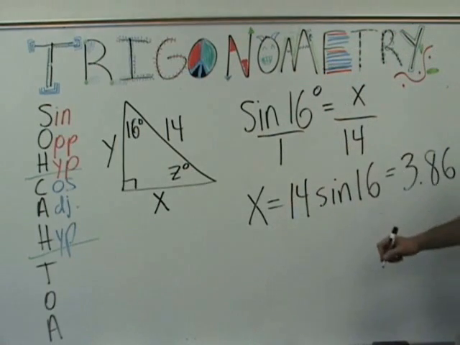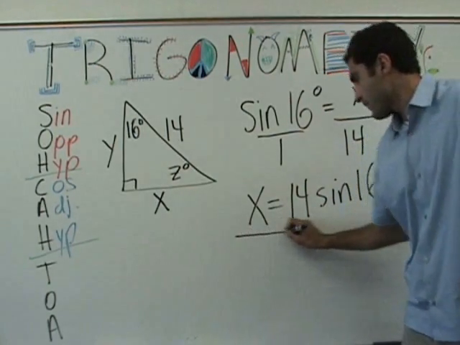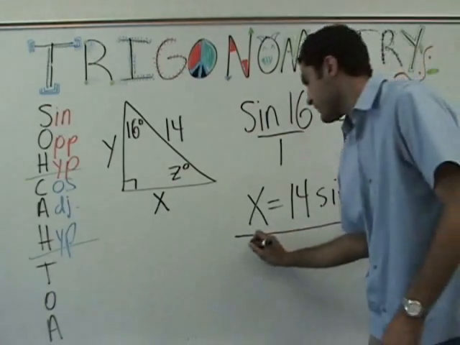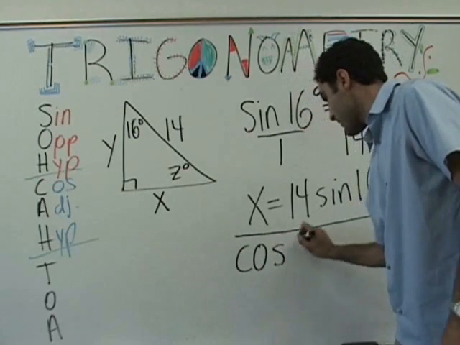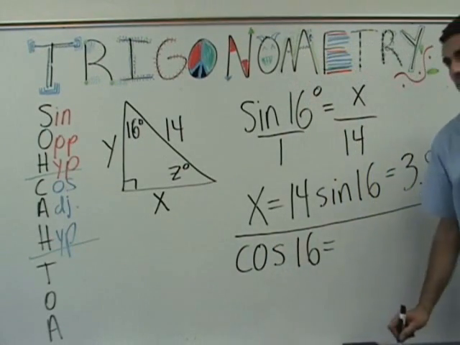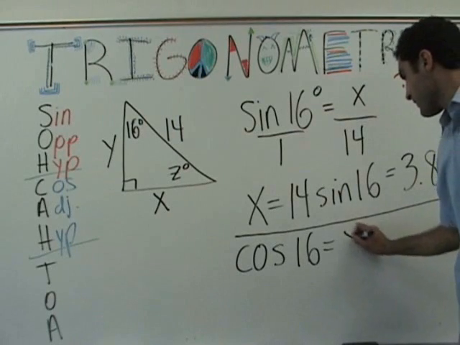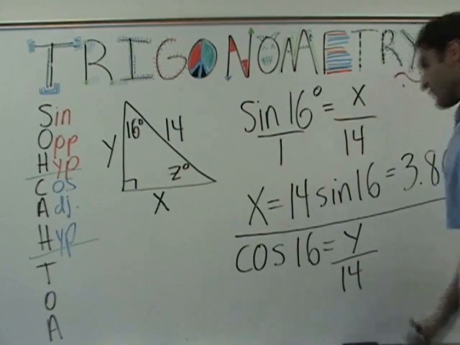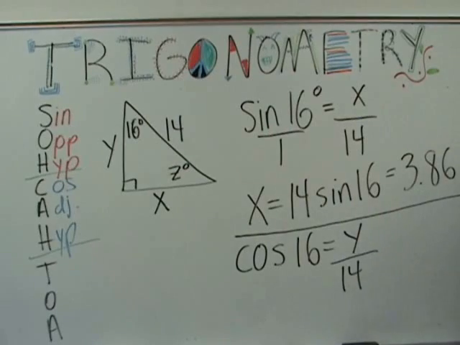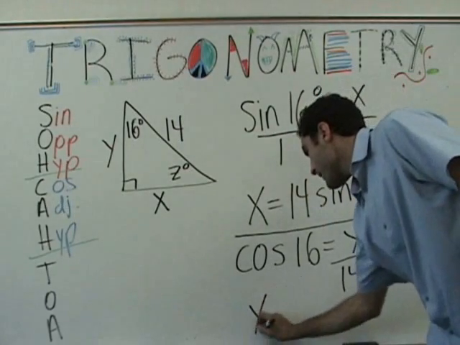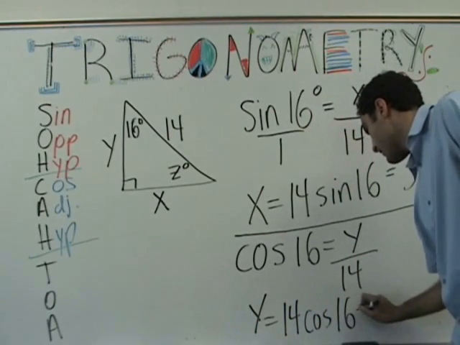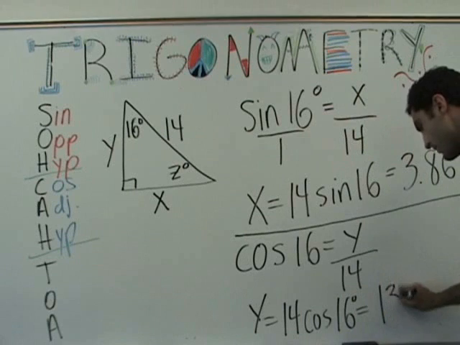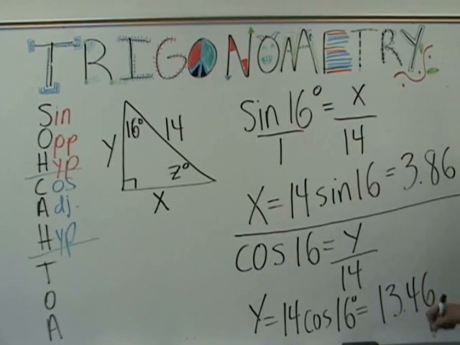Y equals, or excuse me, let's set up an equation with y. Cosine 16 equals y over 14. Then it's 14 cosine. y equals 14 cosine of 16, which is 13.457. 13.46. Very good.